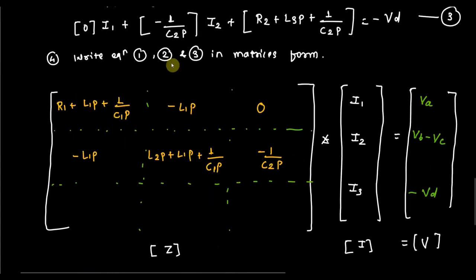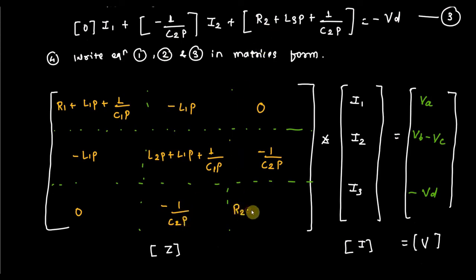Now we will write the third equation. The third equation is this one. So the first element is 0, so 0 will come here. The second element is this one, minus 1 upon C2P. The third element is this one, which is R2 plus L3P plus 1 upon C2P. So this completes your question, where we have written all this in a matrix form.